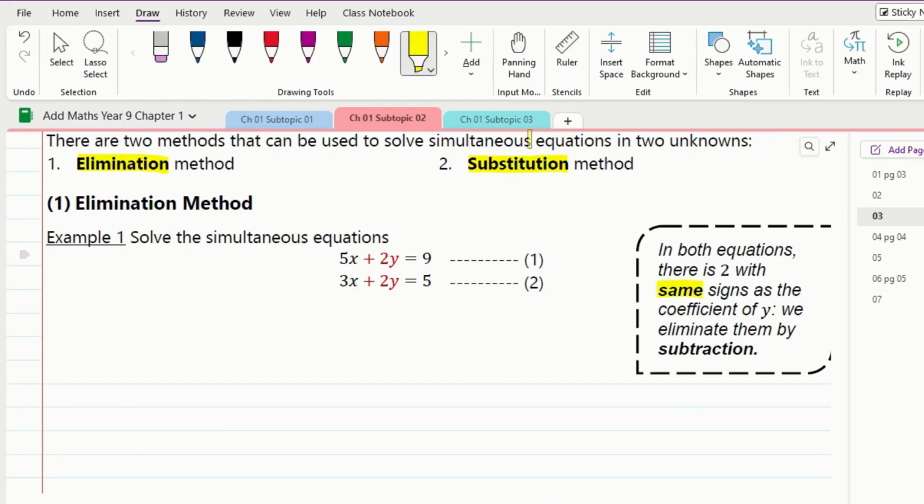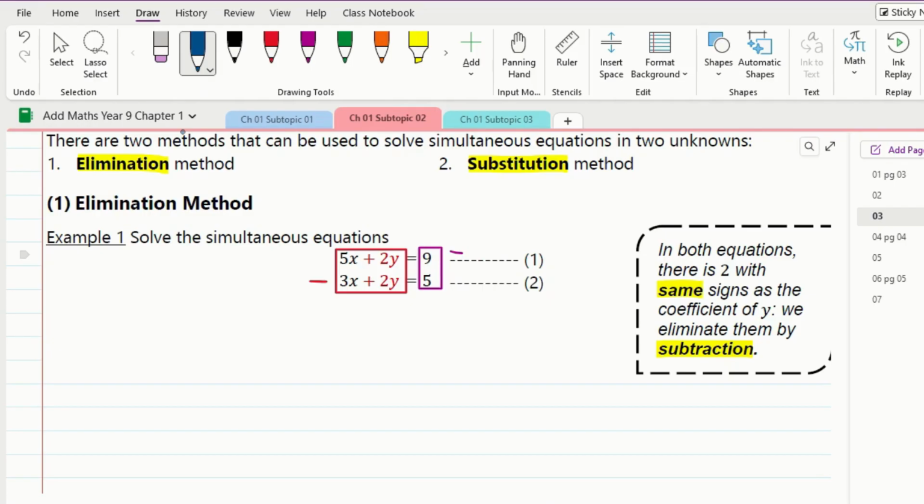So we can eliminate them by subtraction. What subtraction means here is that whatever is on the left hand side of equation 1 will be subtracted by whatever is on the left hand side of equation 2. You will also do the same thing with the numbers on the right hand side; you are going to subtract them also. What we will write down is going to look like this.